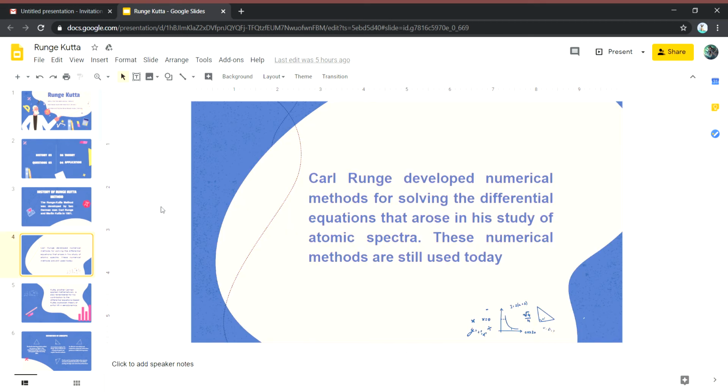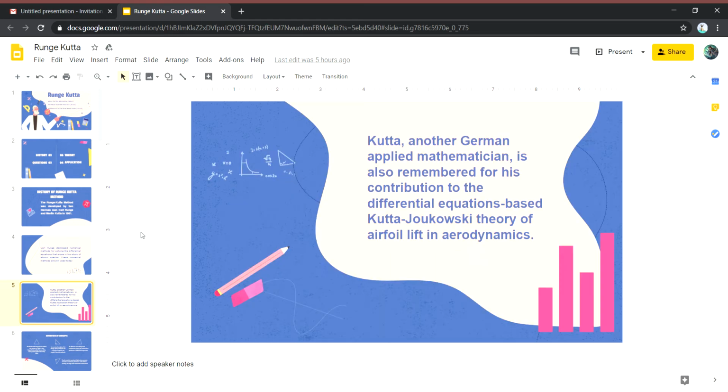Karl Runge developed numerical methods for solving the differential equations that arose in his study of atomic spectra. These numerical methods are still used today. While Kutta, another German applied mathematician, is also remembered for his contribution to differential equations, which is the Kutta-Joukowski theory of airfoil lift in aerodynamics.